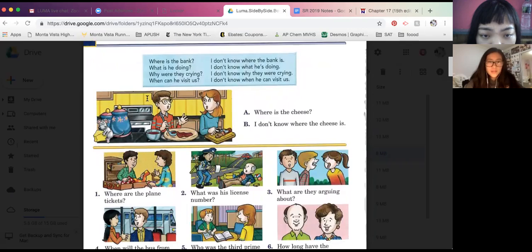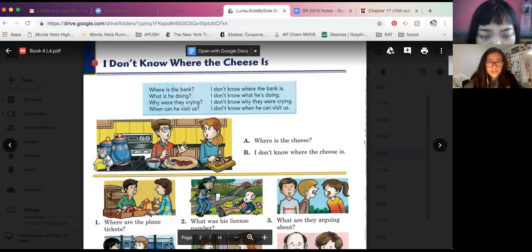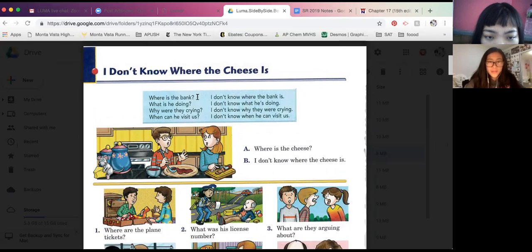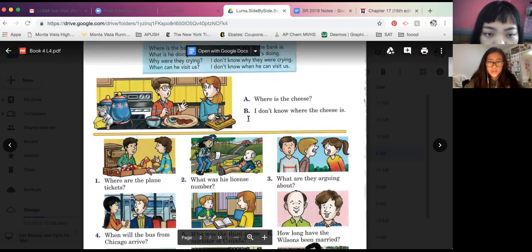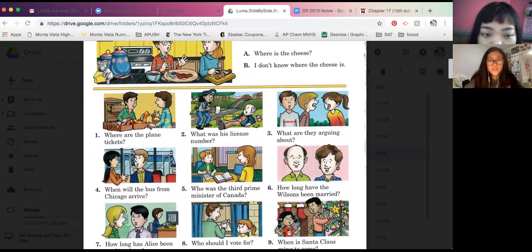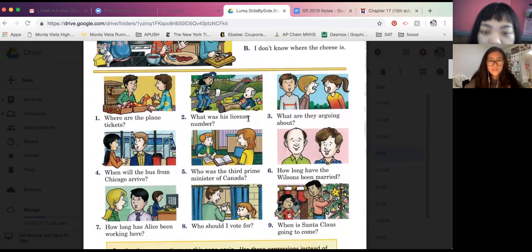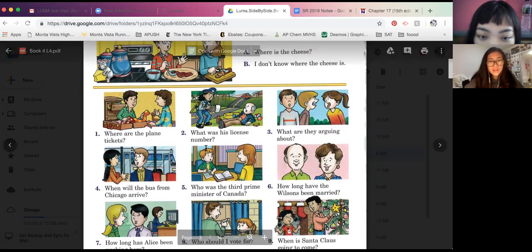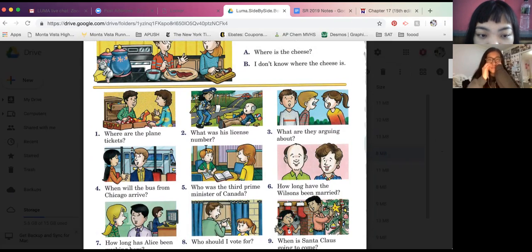So I guess this is the introduction to embedded questions. It's not quite there yet, but it's the question part. It asks a question like, where's the bank? And then the answer would be, I don't know where the bank is. I guess we're just practicing question and answer. I can be person A and you be person B, and we can switch. Okay, so where are the plane tickets? I don't know where the plane tickets are. And what was his license number? I don't know what his license number is.